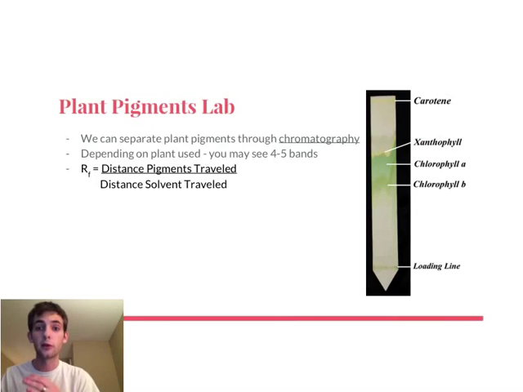In addition to just observing the separation of these pigments, we're going to mathematically calculate an RF factor. RF stands for retardation factor, and this is a ratio between the distance the pigment travels and the distance the solvent traveled. We're going to calculate this RF value, and we'll actually be able to do a little bit of graphing with it as well, just to visualize some of the different pigments in a spinach leaf.